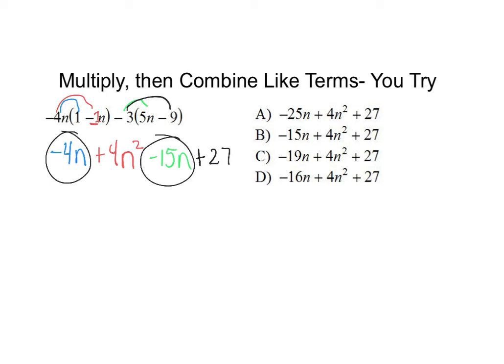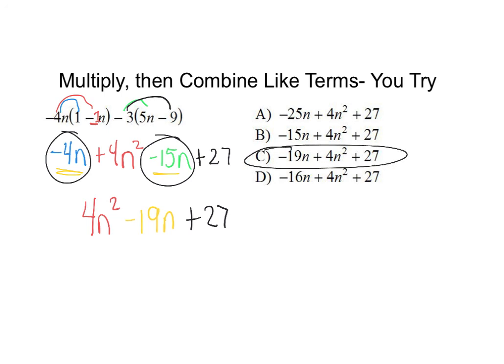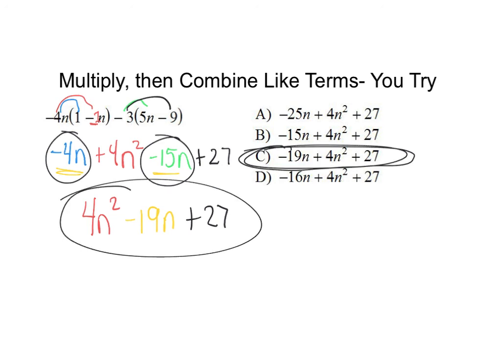So my bigger exponent is n squared, so that goes first, 4n squared. Then I'm going to combine like terms. So I have this negative 4, negative 15 gives me negative 19n. And then the 27, just bring it down. So my correct answer would have been C. However, it's not written in standard form. So just know that my answer and the answer C means exactly the same thing. It just wasn't written in standard form.